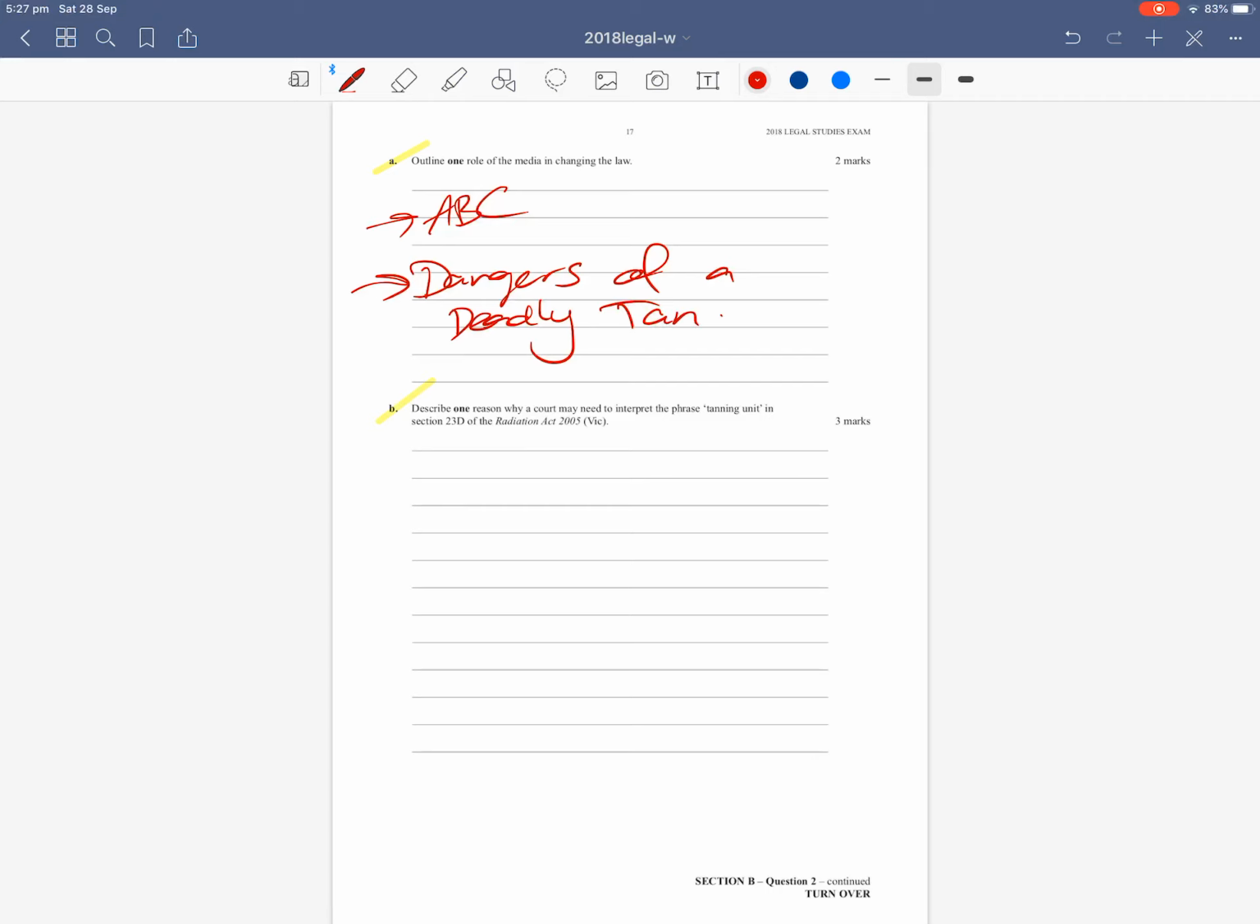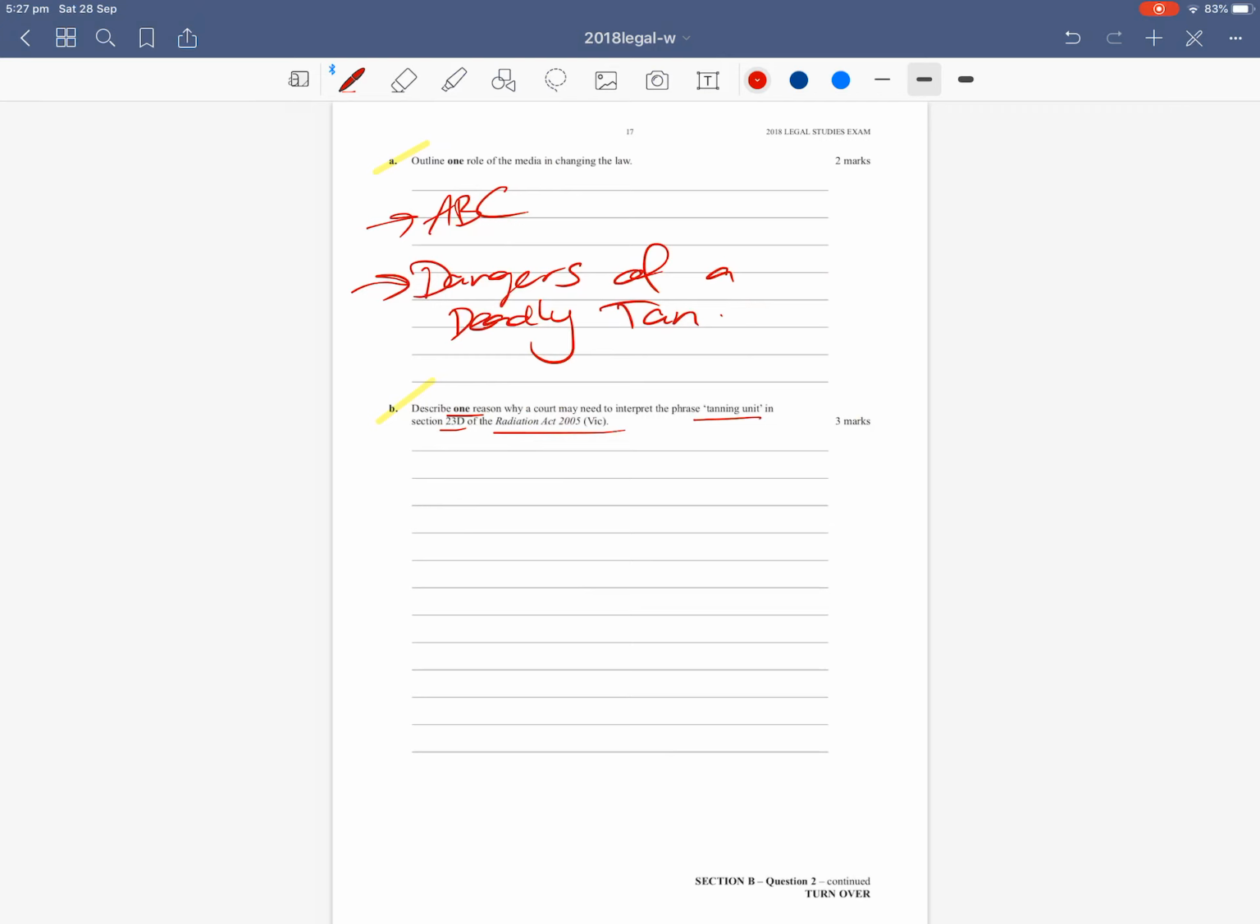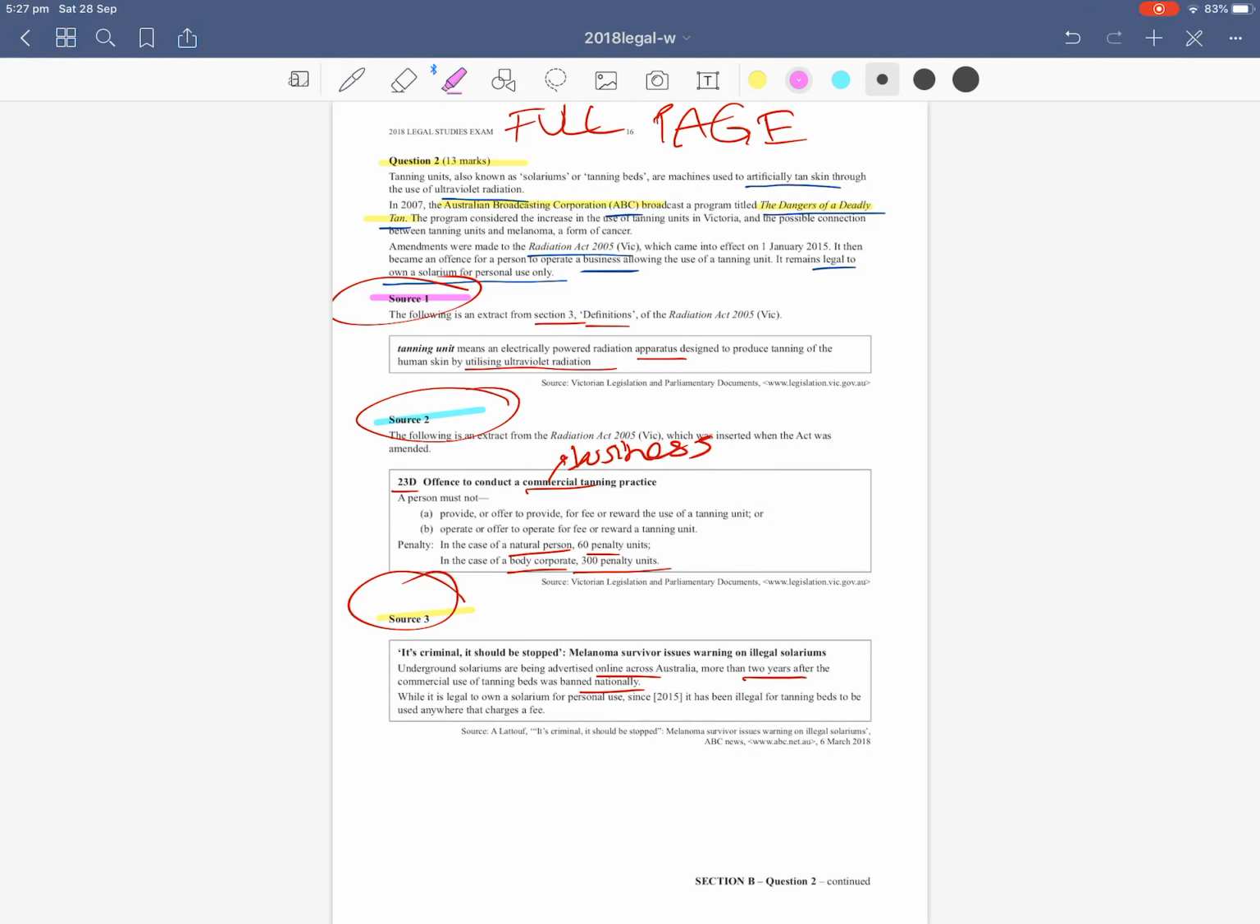Stimulus-based. Describe 1 reason, look how it's in bold, why a court may need to interpret the phrase tanning unit in Section 23D of the Radiation Act. So this is when we go back and I go, okay, 23D. What we are quite lucky in this sense is that it's actually forcing you. It's saying, hey, go back to the stimulus material. So I go back to 23D and I look at it and I'm like, all right, where does it, for example, say tanning unit? That's the phrase. So I look here and I'm like, all right, tanning unit's there and tanning unit's there.